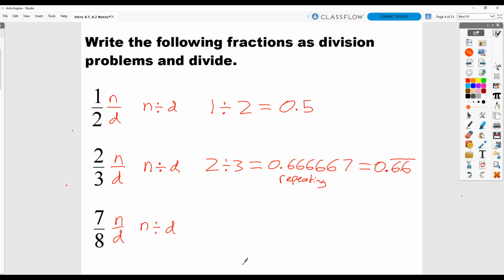Okay, so now we'll just put our numbers in there and see what that comes out to. Okay, so we're going to have 7 divided by 8. Okay, and that's going to get us 0.875. All right, so that one had 3 numbers with it. Okay. Hopefully that worked out for you guys.